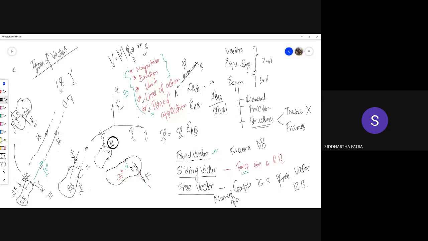If it had been supported somewhere, if it had been fixed somewhere, okay, to be in equilibrium at the support, it would develop the same amount of reaction moment. Okay, so the net effect on the rigid body would be the same because of a couple moment, irrespective of where you are actually applying the couple moment. So now try to understand the direction, of course, of the couple moment is crucial, so it cannot change.